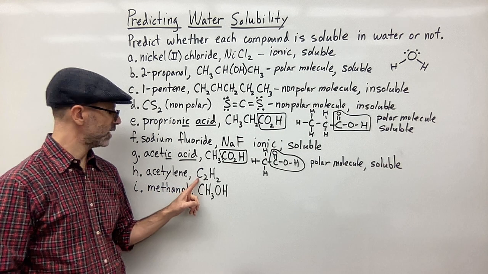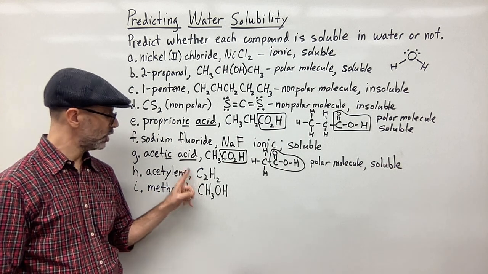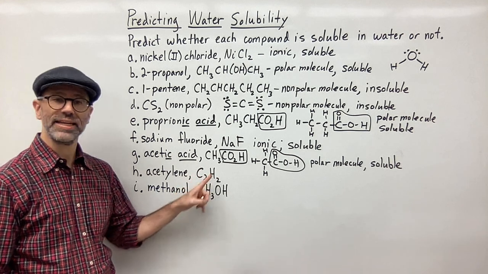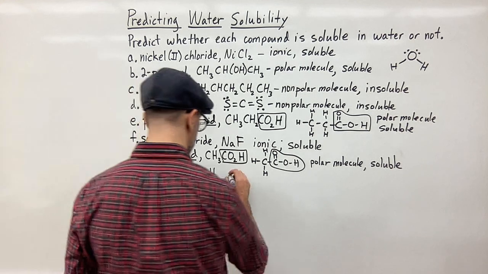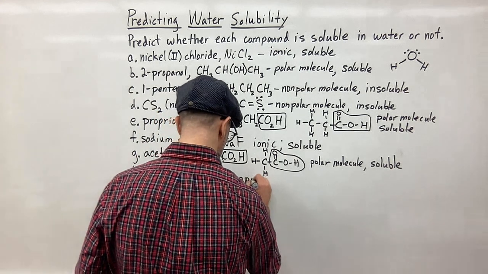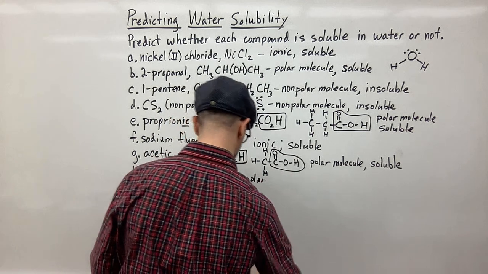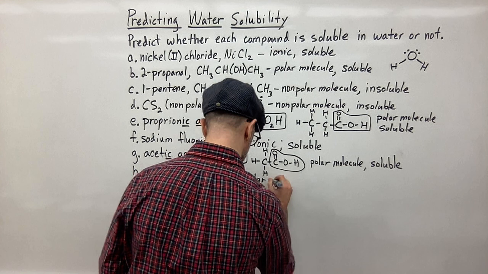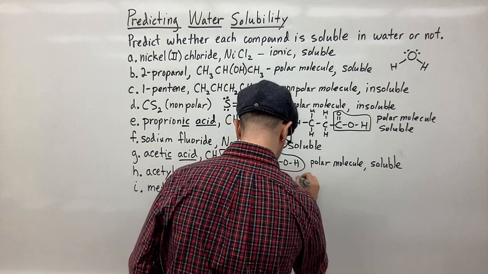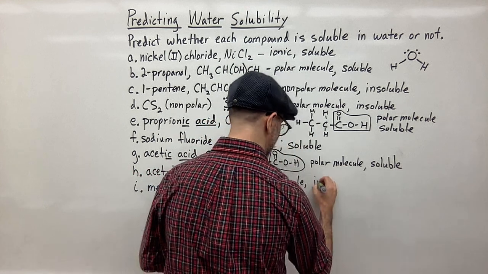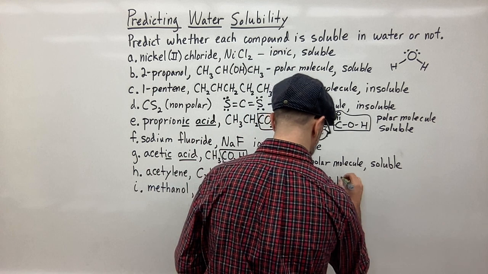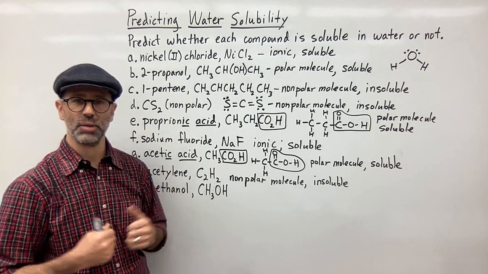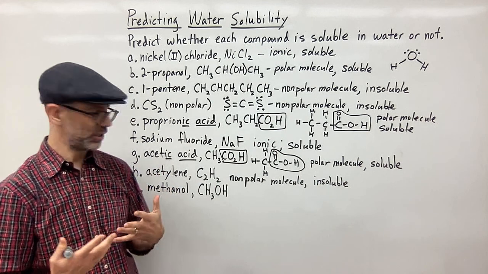Acetylene. Acetylene is only C2H2. So again, no polar bonds here. So therefore, this is a non-polar molecule. So we'll write that down. Non-polar molecule. And we would predict that that's insoluble in water, since water is polar. So polar and non-polar are not going to mix very well because their attractive forces are different.